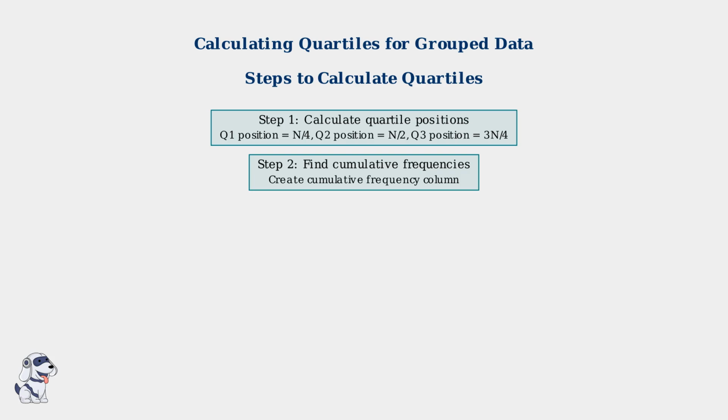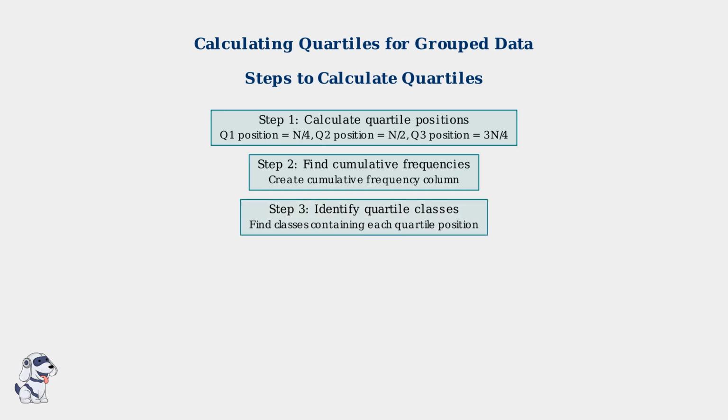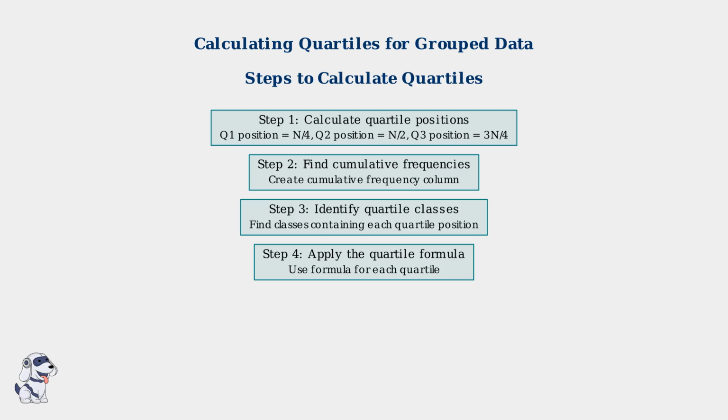Second, create a cumulative frequency column to help identify which class interval contains each quartile. Third, identify the specific class intervals that contain each quartile position by comparing positions with cumulative frequencies. Finally, apply the quartile formula to each quartile using the appropriate values for that specific class interval. These systematic steps ensure accurate calculation of all 3 quartiles, providing valuable insights into the distribution and spread of your grouped data.